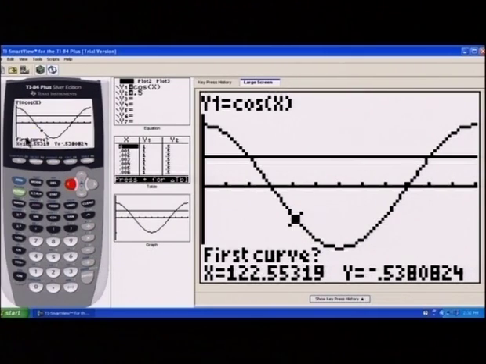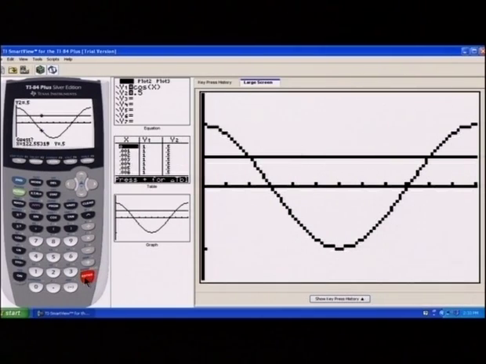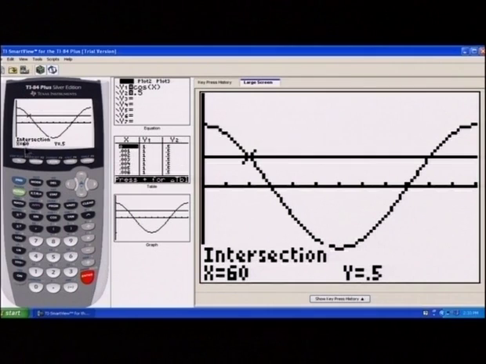Do I want the cosine curve to be my first function? Yes, so I hit enter. Do I want 0.5 to be my second curve? Yes, so I hit enter. Do you want me to guess? Of course I do. And I get 60 degrees, which would be pi over 3 in radian mode.